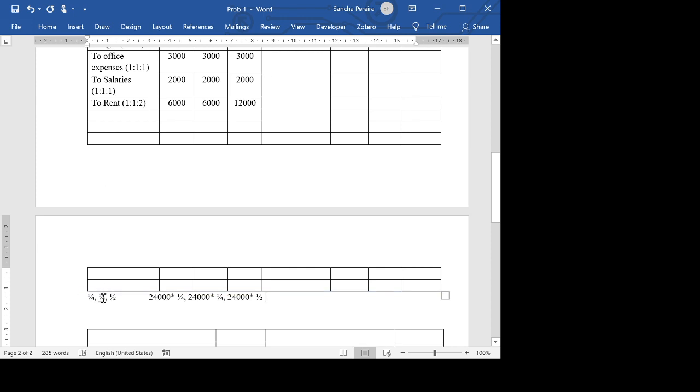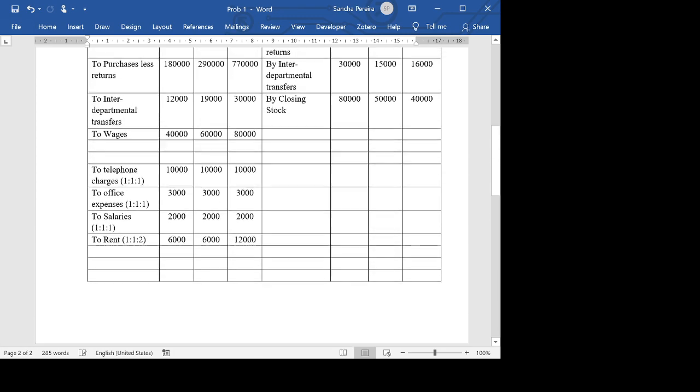Why I've taught you this is that in some problems we will have to find the ratios like this. So it's good to know both ways. Whatever is comfortable to you, you can do. So we have shown the rent.